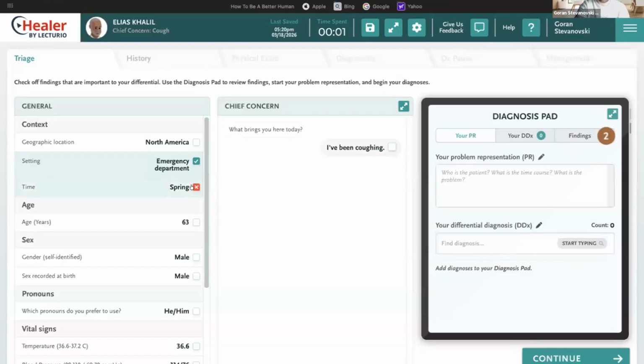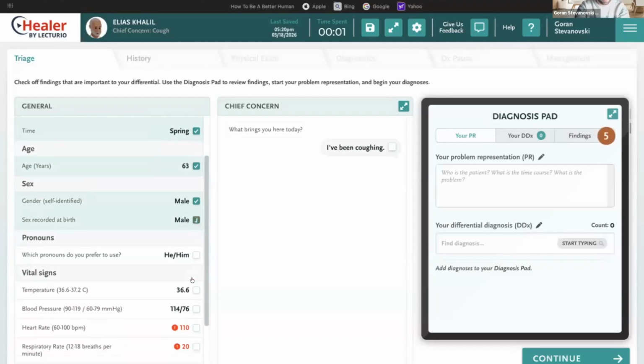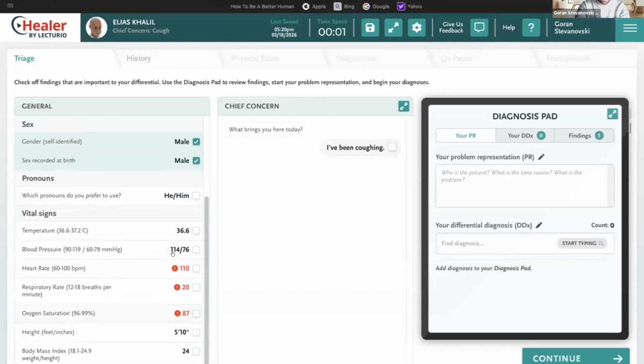Now, the fact that he has a cough and it's spring could also be important because of allergies. So that's another finding. We have age, we have gender and sex. Then we have things that are outside of the normal range in red. But in this case, we can see he doesn't have a fever, which is also a very important finding. We have his blood pressure being normal, heart rate elevated, respiratory rate. So we just click through everything we find important here.